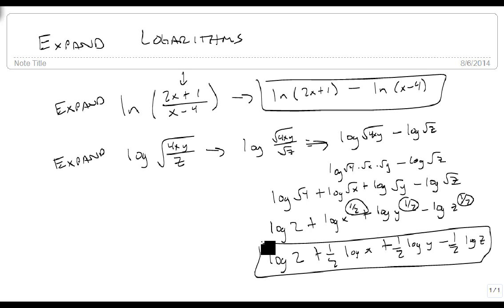All of the powers have been moved out of the power line. There's no radicals left over, and there's nothing being multiplied on the inside of each logarithm. So that's how we expand logarithms.